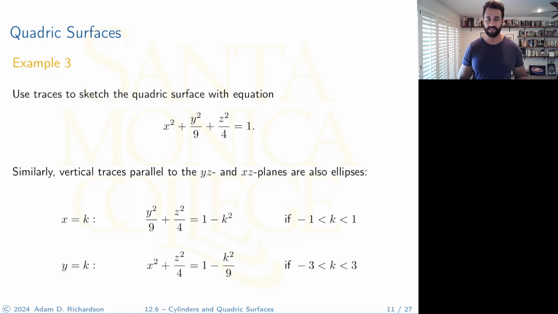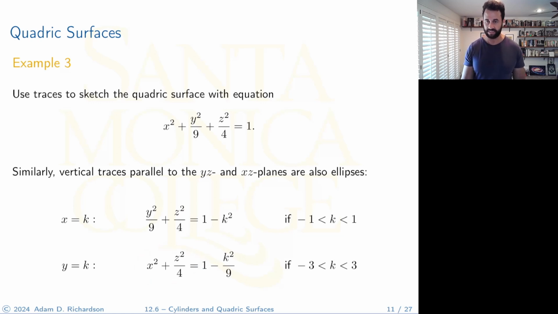Okay, now let's do some other traces. Play the same game, run the same algorithm, think of the same idea. Instead of setting z equal to some values, try setting x equal to some values. If you set x equal to some values, you get a structure that looks like this. And once again, you could normalize this so that it is equal to 1. Just divide by 1 minus k squared, and you'll get a scaled y squared plus a scaled z squared equals 1. That's an ellipse. Just make sure k is between -1 and 1. Same thing here. Do the same thing with the y's, and you're going to get another ellipse.